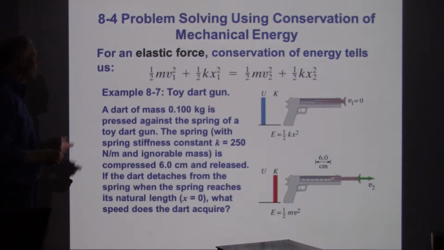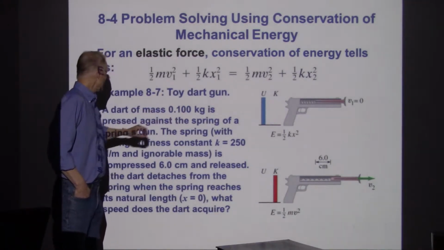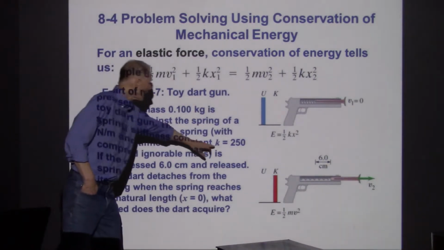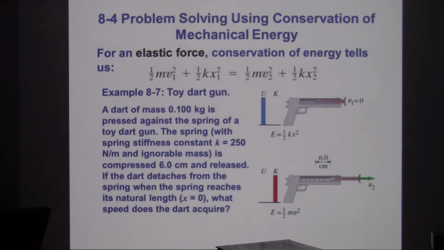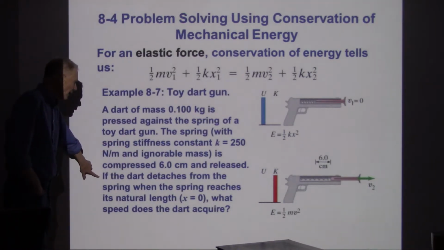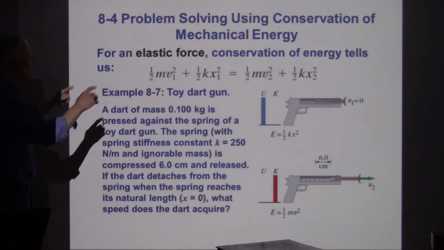that. Here is a toy dart gun. The dart has a mass of 100 grams, and it's pressed against the spring. The spring has a stiffness of 250 newtons per meter and a negligible, ignorable mass. It's compressed 6 centimeters and then released. If the dart detaches from the spring when the spring reaches its natural length, what speed will the dart be traveling at? So here's the setup.